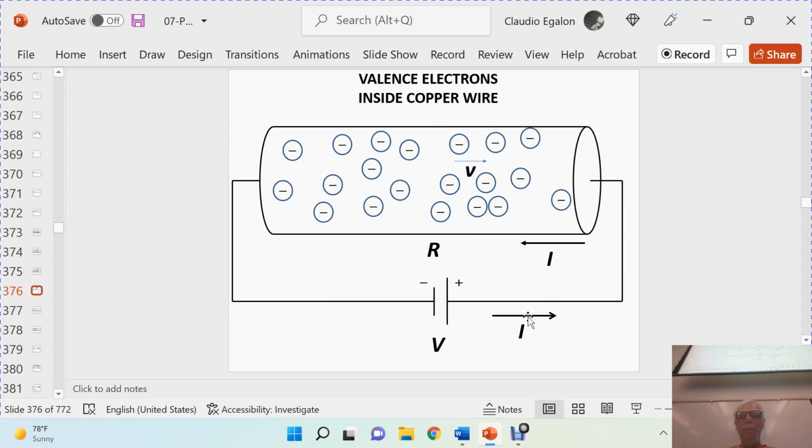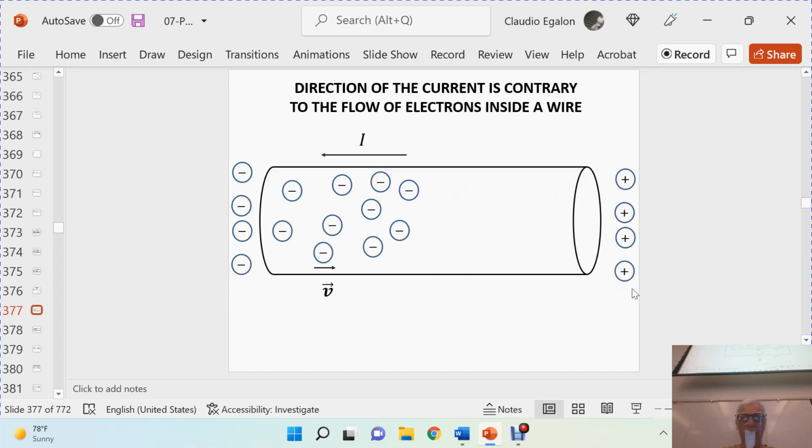Current due to positive charges, current due to negative charges. So we always set the current as going from the positive plate of the battery. Here you go. Okay, the directional flow of the current is contrary to the flow of electrons inside the wire.